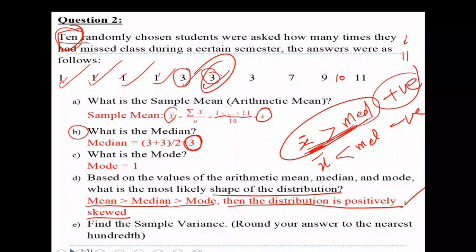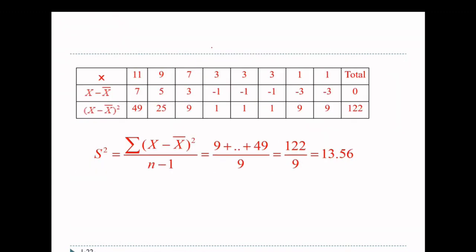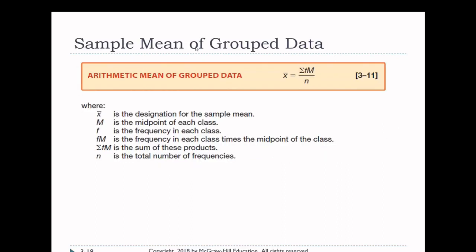Again, this question: find the sample variance for this data. Here, this is sample data. xi minus x bar all squared and divided by n minus 1. Same. Okay, sample mean of a group data. What's a group data?